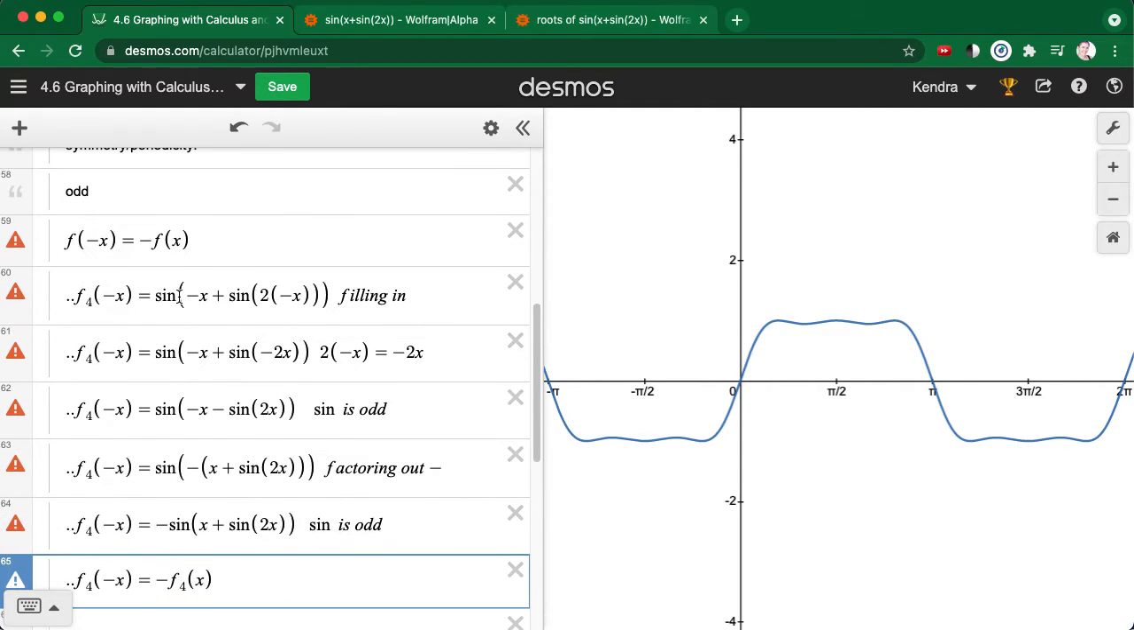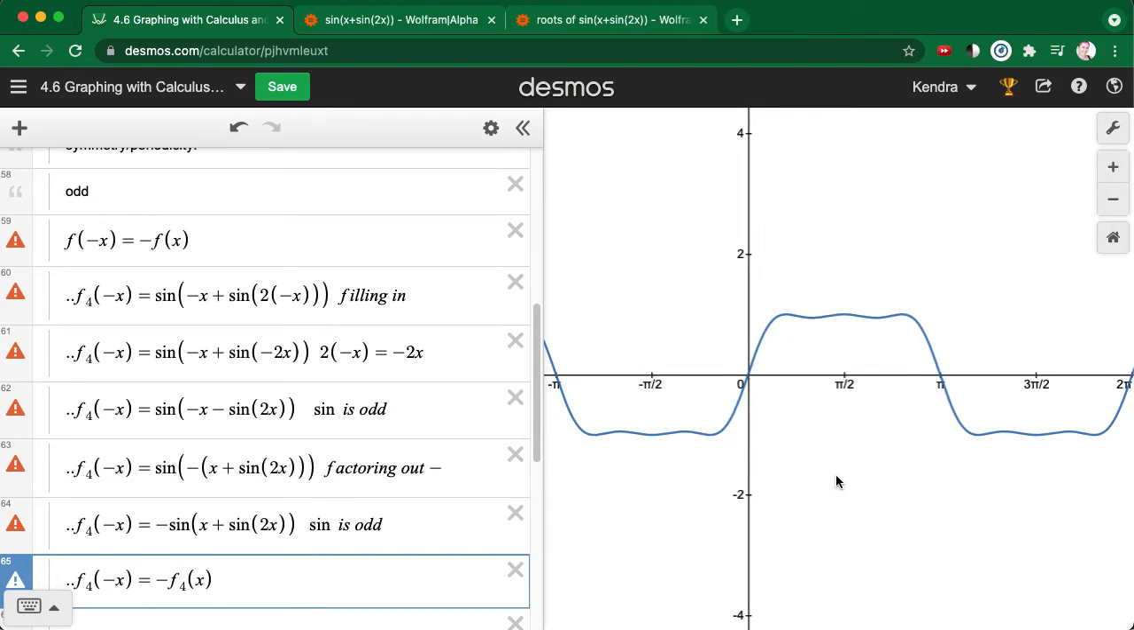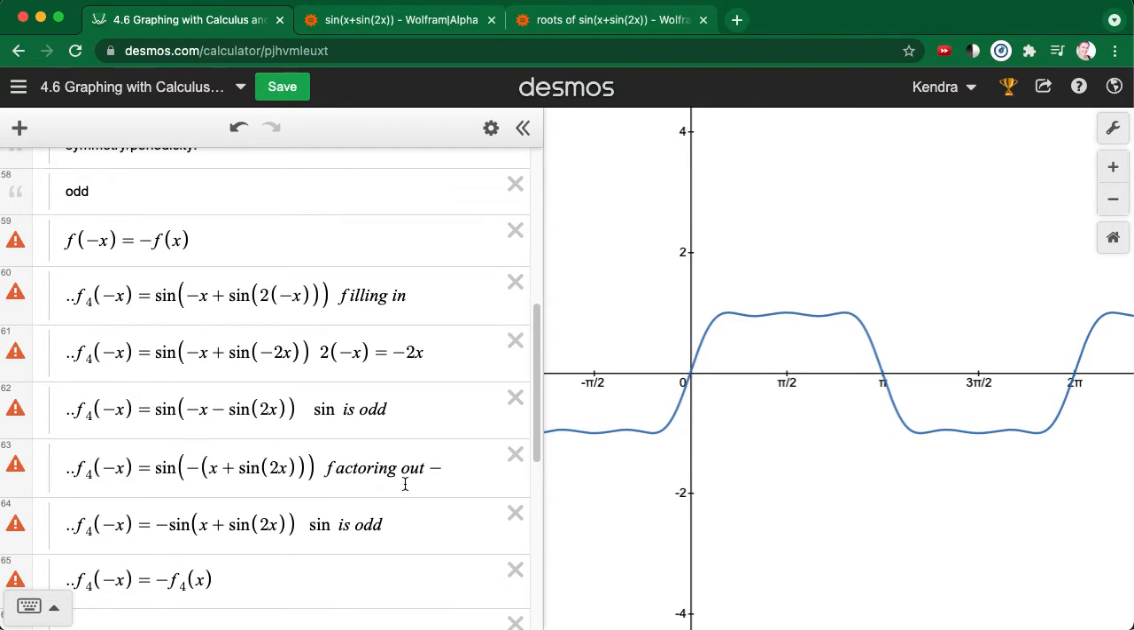Let's check periodicity with period 2 pi. We don't need to check that there's any periodicity less than 2 pi because we could just see on the graph, but let's double check that this is really a 2 pi periodicity.